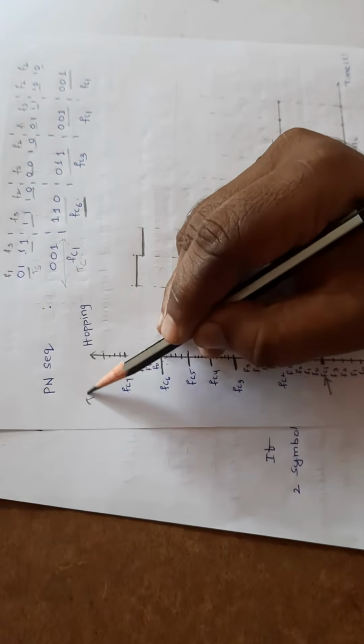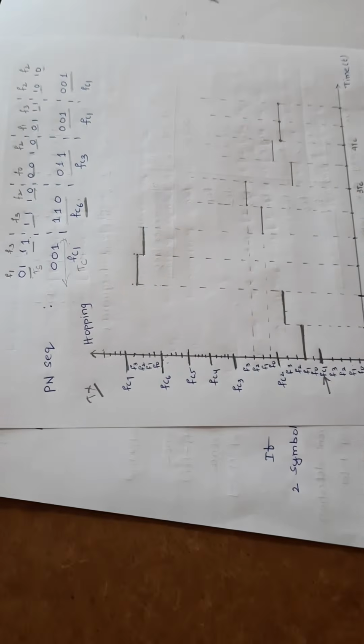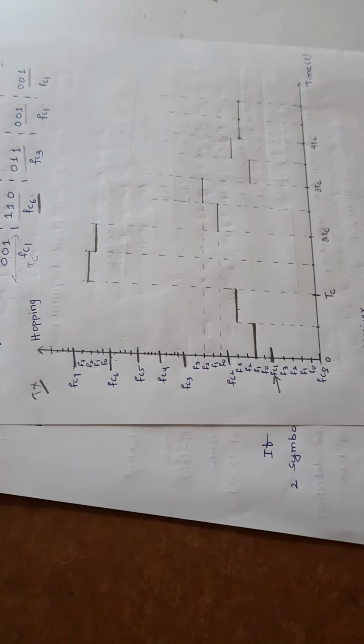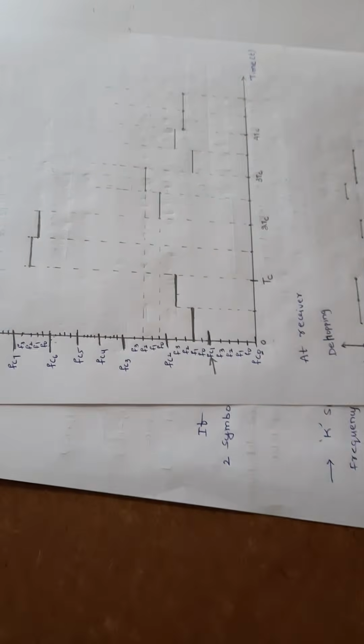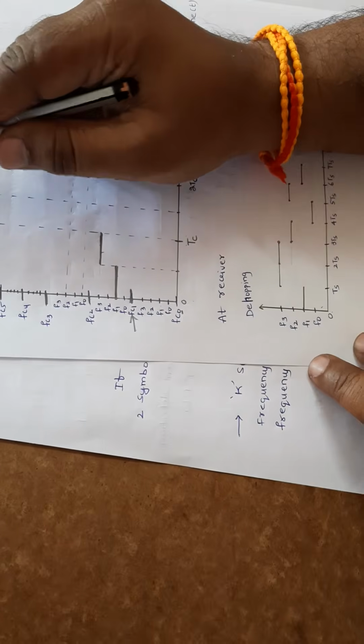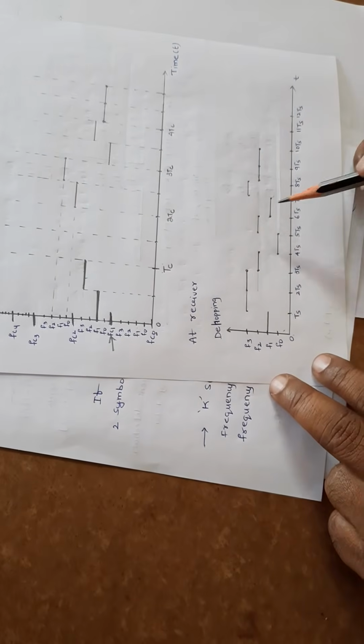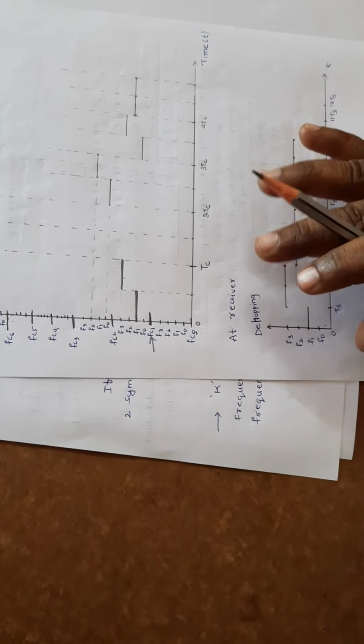This happens at the transmitting end. At the receiving end, we need to de-hop. That means in 0 to TS, what is the symbol we are transmitting? The symbol we are transmitting is F1, right? In another duration, we are transmitting F3. So F1, F3. Like that, we need to draw the de-hopping. So this is the slow frequency hop spread spectrum.